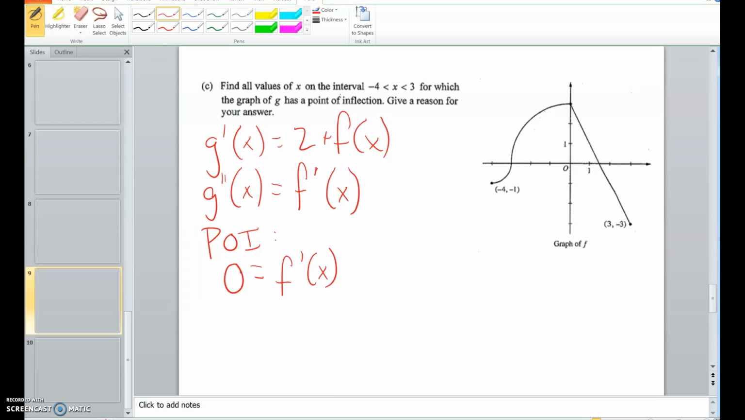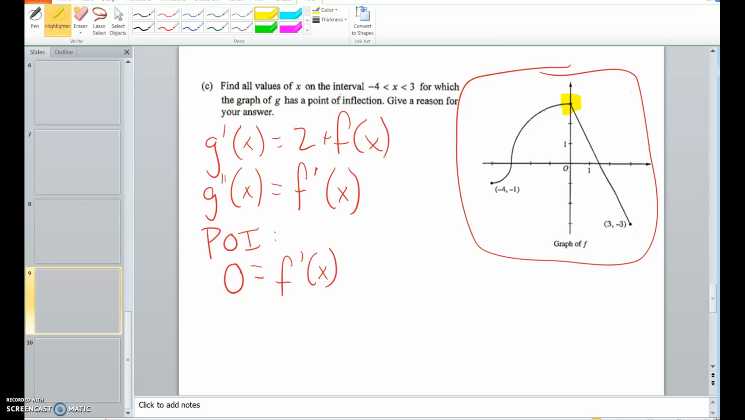So when I look at the graph of f over here, if we are looking for places where f prime is equal to 0, we would be looking for turning points on f. So if you think back to graphical analysis we did, turning points on the first derivative correspond to points of inflection on the original function. So we have f here. We're looking for turning points. The only turning point that we have here happens at x equals 0.